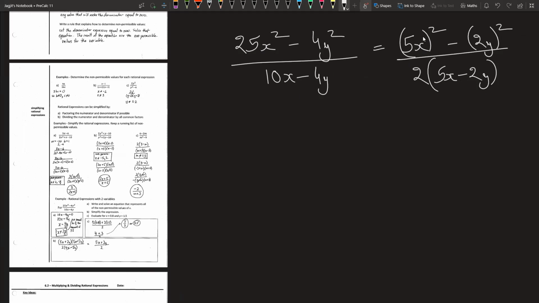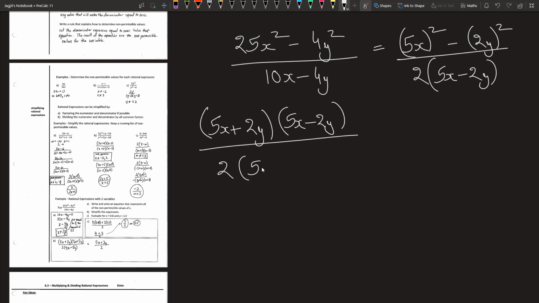Okay, so the top resembles difference of squares, which is a squared minus b squared, which is a plus b times a minus b. So that would just be 5x plus 2y times 5x minus 2y. And at the bottom, you've got 2 times 5x minus 2y. Before you cancel anything, we should write the non-permissible. How do we do that? You take your denominator, which is 5x minus 2y, and you say it cannot be equal to 0.